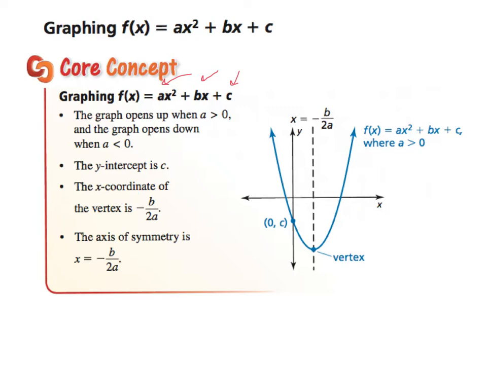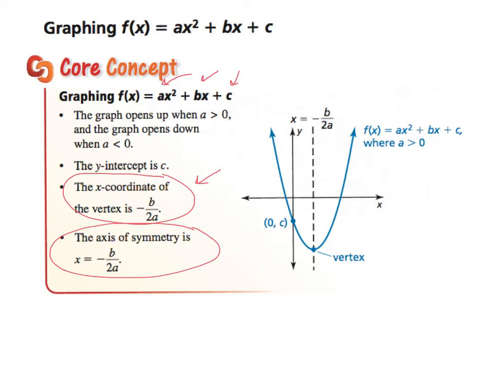The x-coordinate, and this is the most important. To find the x-coordinate of the vertex, you must do negative b over 2a. Negative b divided by 2a. And that same thing represents the axis of symmetry. The axis of symmetry is x equals that. So for every problem that looks like this, you are going to find the x-coordinate of the vertex and then put an x equals in front to represent the axis of symmetry.